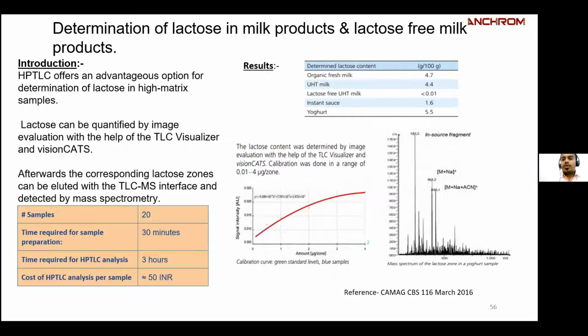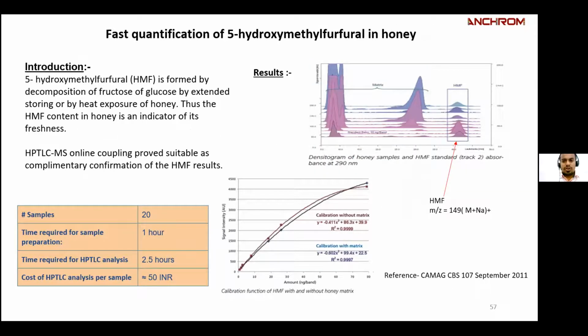Quantification of 5-hydroxy methyl furfural in honey. This 5-hydroxy methyl furfural is an indicator for the freshness of honey. If the honey is going to be old, the amount of this marker is going to increase. So depending on the quantity of this marker, you can say whether the honey is pure and fresh, or it is old honey.